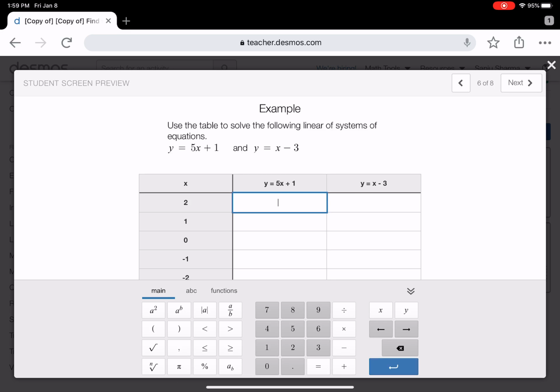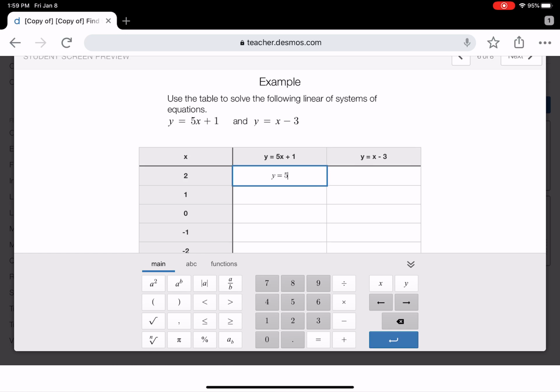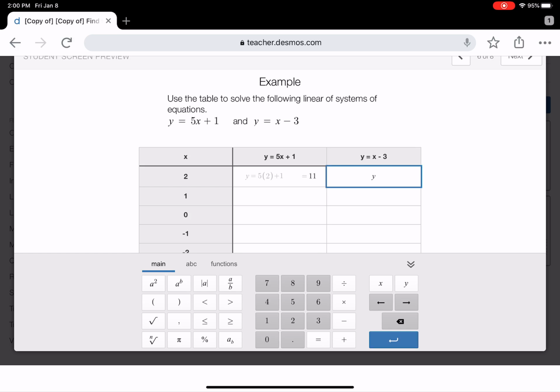So in this one we have y equals 5, we substitute 2 in place of x, plus 1, and we press enter. It's 11. So 5 times 2 is 10 plus 1 is 11. Now for the next equation, we type in y equals 2 minus 3 and then we press enter. So 2 minus 3 is -1.